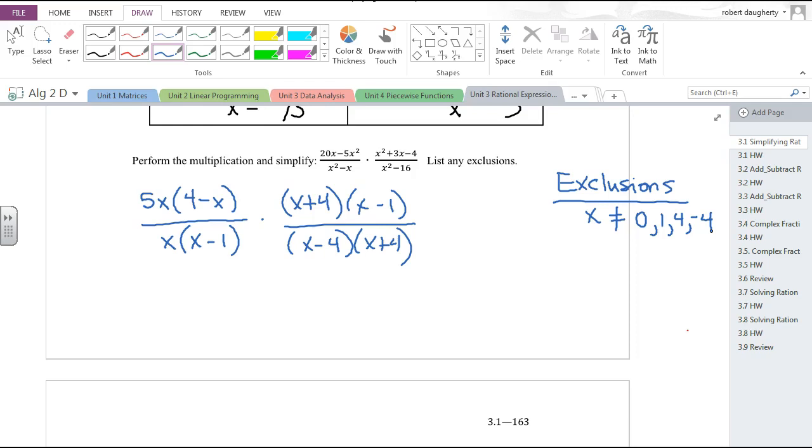Let's go ahead and see what we can simplify. What is x plus 4 divided by x plus 4? That is 1. Okay. What is x minus 1 divided by x minus 1? That is 1. What about x divided by x? That's 1. Okay. So what am I left with? I'm left with 5 times 4 minus x over x minus 4. Is that as simple as that gets?